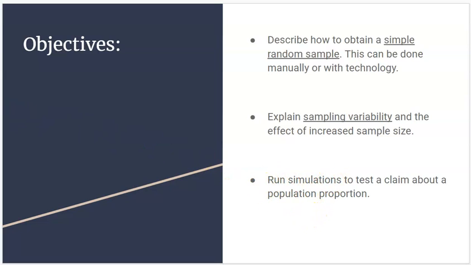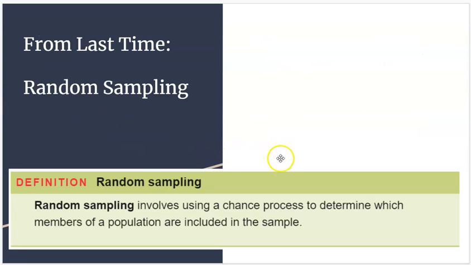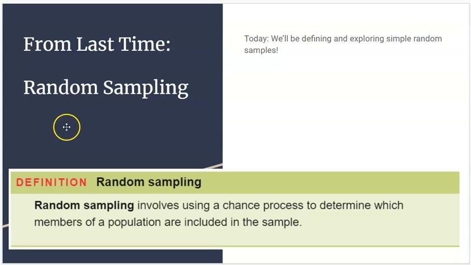Watch out for that. All right, so from last time, I have the definition of random sampling up just in case you don't have your notes out, so you can refresh yourself on what that means. Random sampling is just involving a chance process to determine what members are being sampled out of a population. So hopefully you recall that. Let's move on to today, where we'll be exploring and defining simple random samples, which, as the title implies, should be fairly simple. So don't think too hard about these topics going forward, but have your notes out and be ready to take some down.